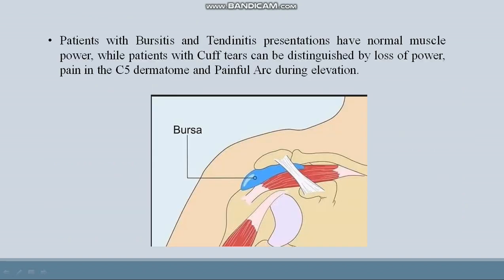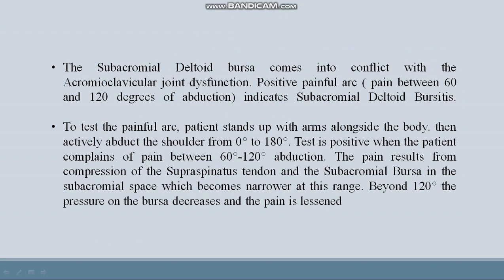Patients with bursitis and tendinitis presentations have normal muscle power, while patients with cuff tears can be distinguished by loss of power, pain in the C5 dermatome, and painful arc during elevation. The subacromial deltoid bursa comes into conflict with acromioclavicular joint dysfunction. A positive painful arc, that is pain between 60 and 120 degrees of abduction, indicates subacromial deltoid bursitis.